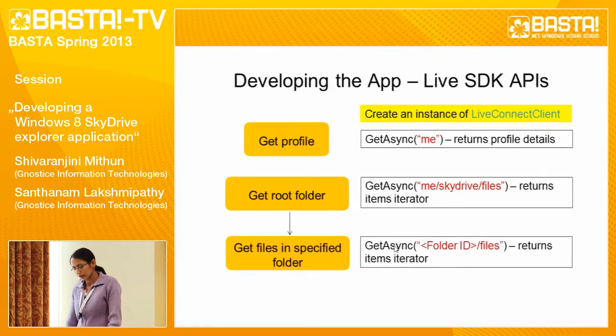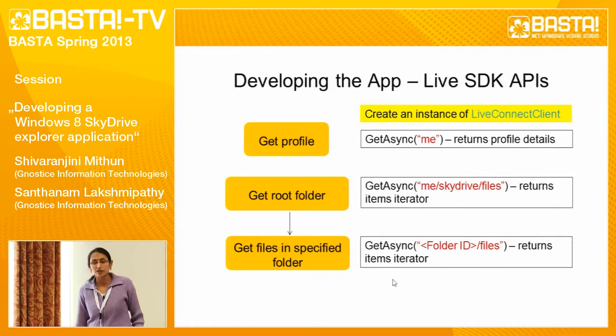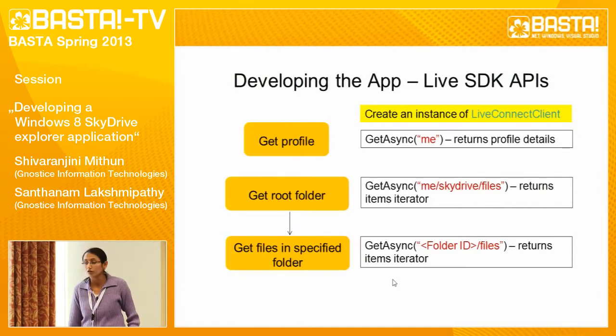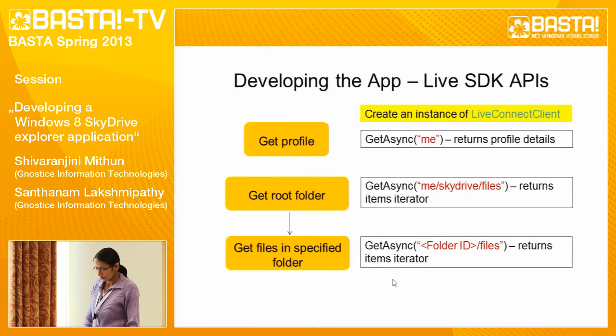Again we are going to make a call to the GetAsync method. This time the parameter is the folder ID. Each item will have a unique identifier, so we are going to pass that folder identifier here, followed by /files. This will return the desired folder content. The format of the return value is similar to the previous call. So using this we can allow navigation to any of the desired folders.